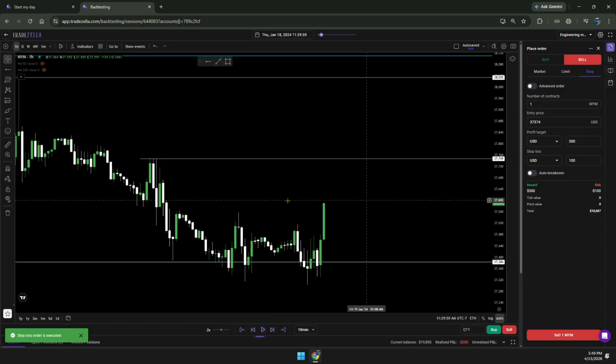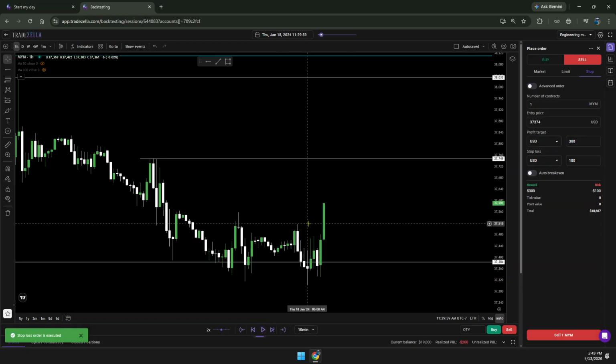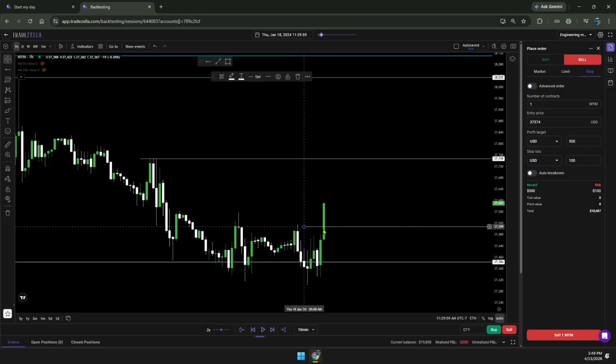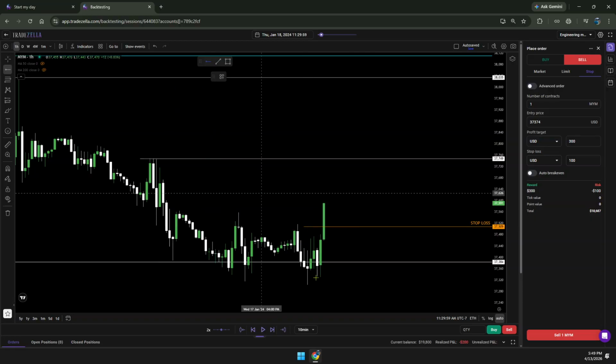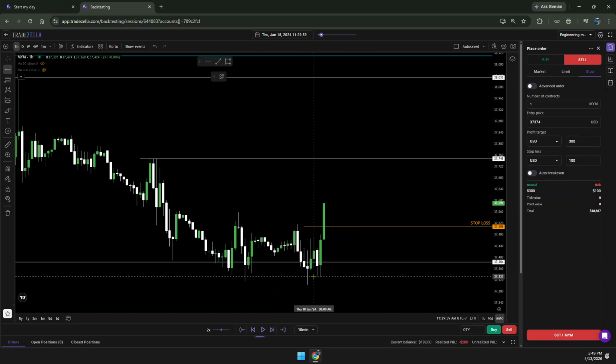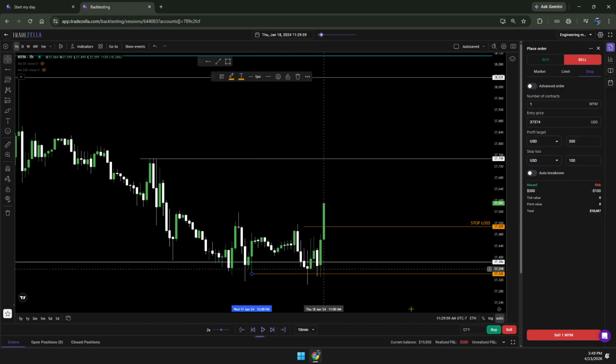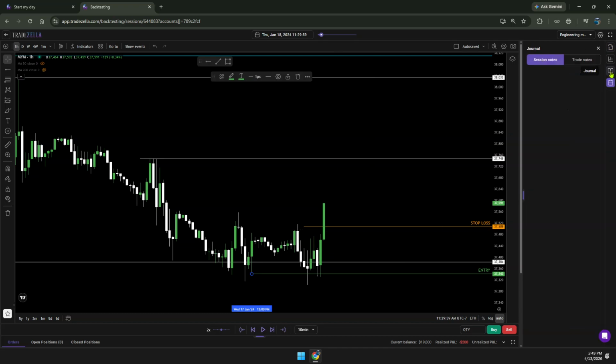Boom. Okay. So now I'm just going to do a quick markup of this. So this is the quick route. This was my stop loss. What did I do the entry at? Let's do an entry here. That's it. That's all I want to see. I'm just going to come up here to trade notes. I'm going to take a quick picture.